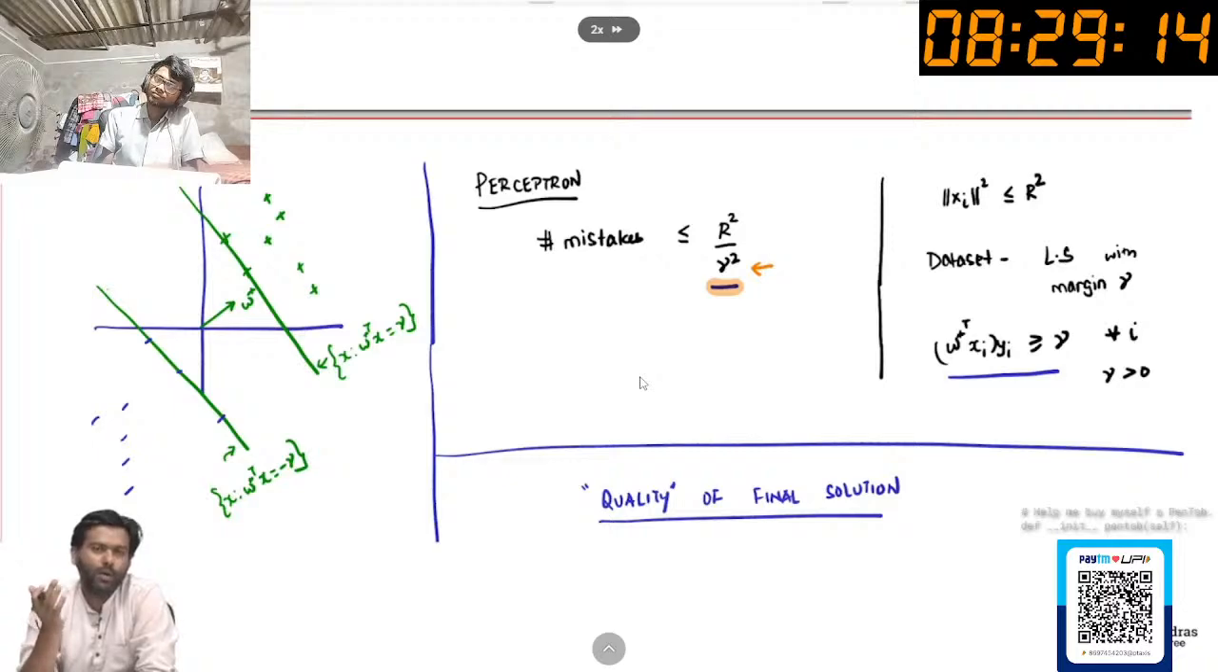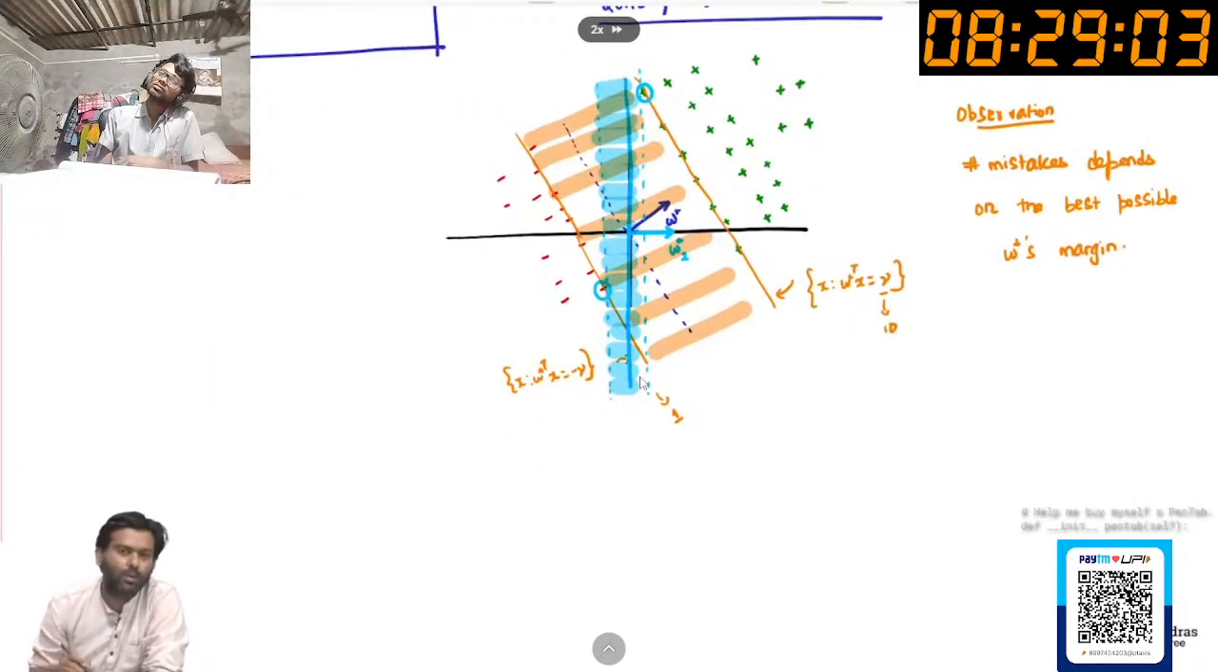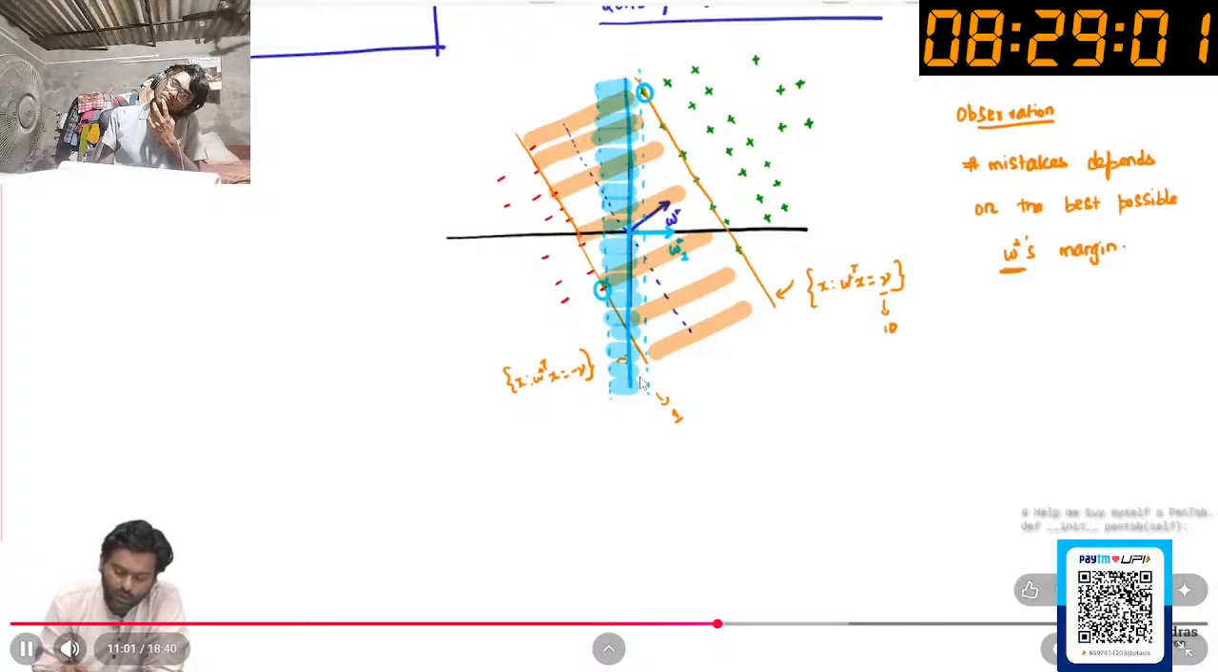Because this is an upper bound, it has to hold for any W star with its corresponding margin, and the W star with the largest margin will imply the tightest upper bound, right? So what we are essentially saying is that the number of mistakes of perceptron depends on the best possible W star's margin. So in this case, it's going to depend on the orange line.